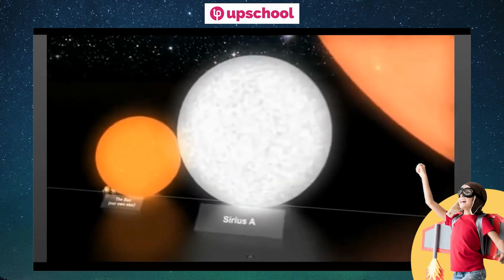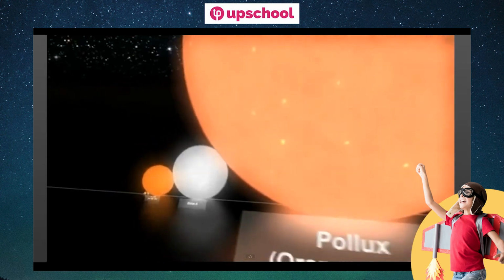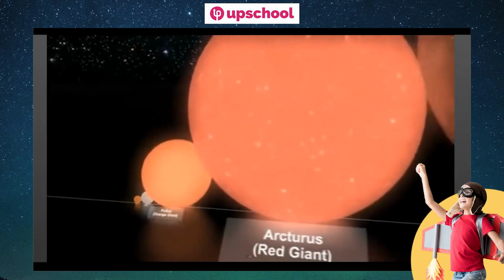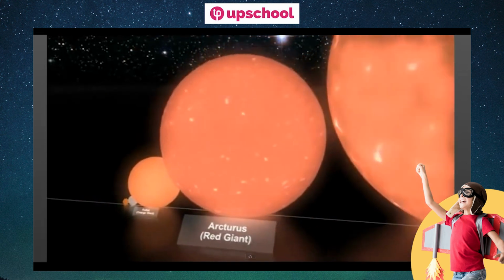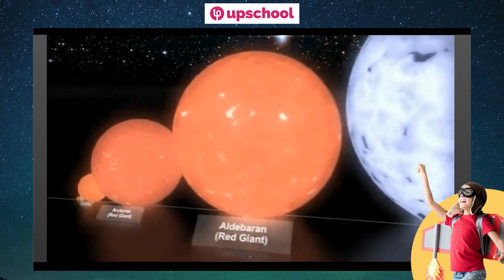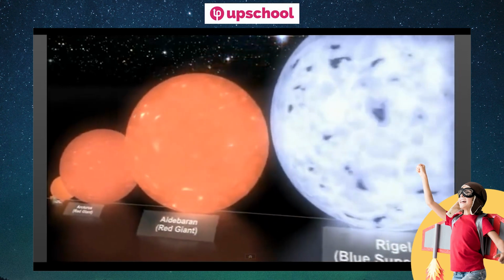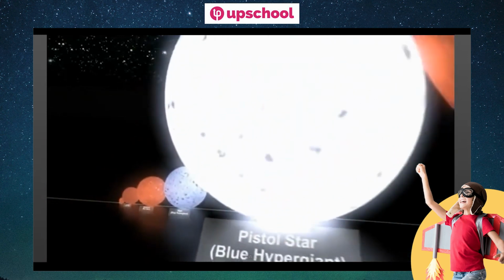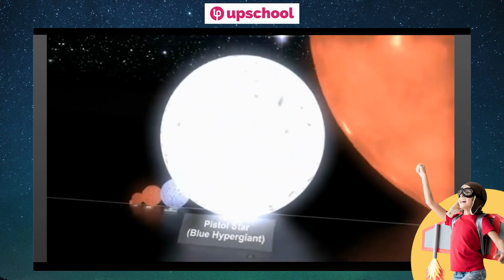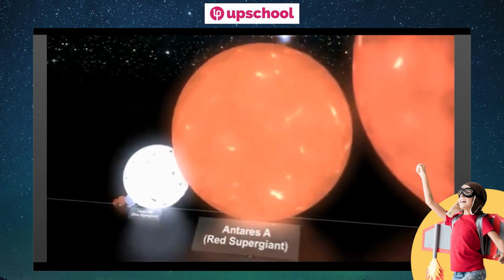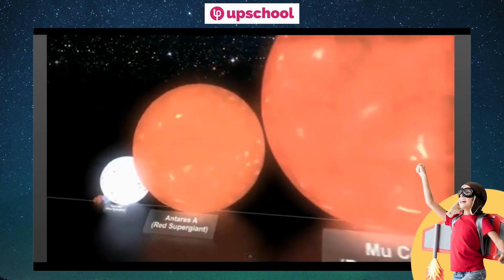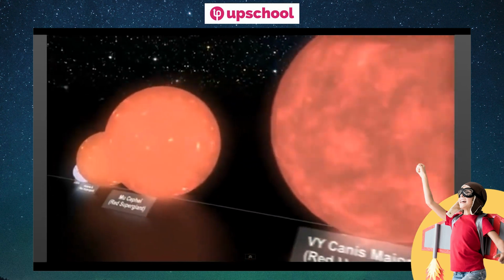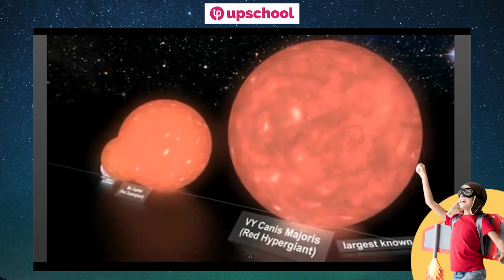Sirius A, double the size of our sun. Pollux, the orange giant, about 10,000 times bigger than our sun. Arcturus. And we get all the way through to the red giants. Look at the size of these. When we get to Rigel, it is enormous. Then we get to Pistol Star. This one is gigantic. It keeps getting bigger and bigger and bigger. We're into Mu Cephei, the red supergiant. And then we have a red hypergiant.